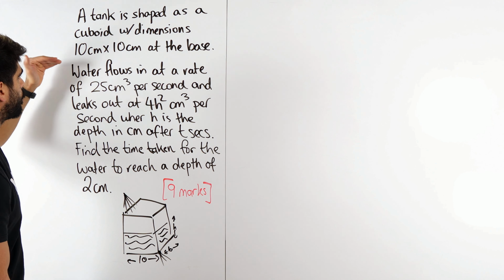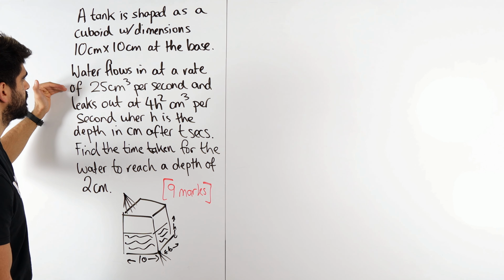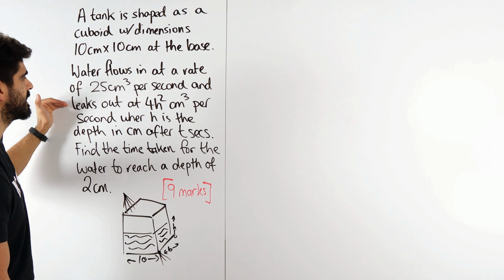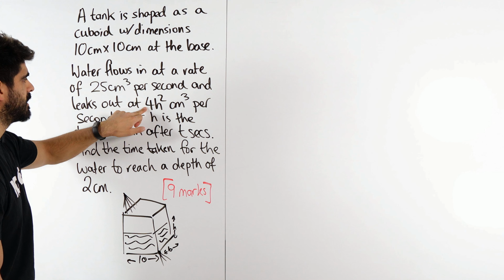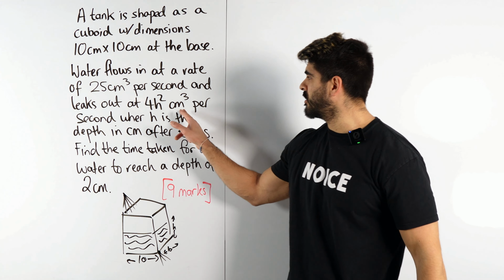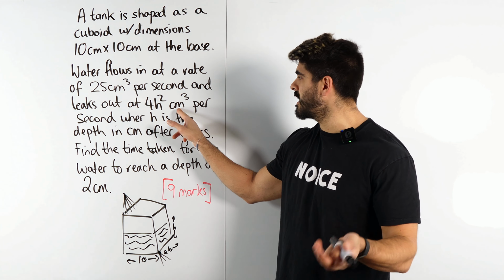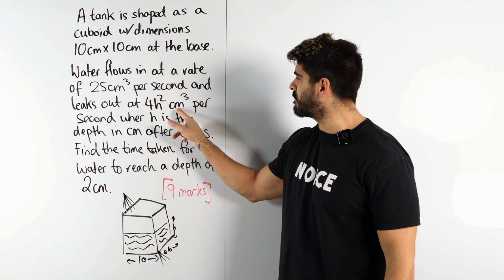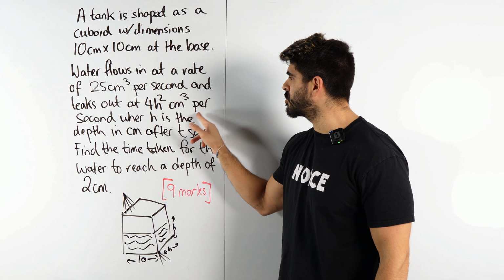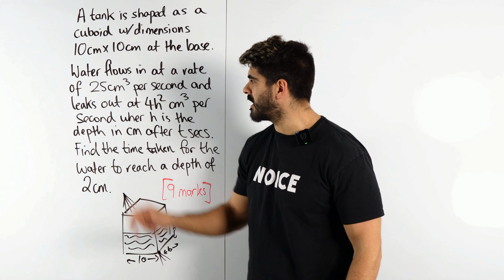Okay, now with all these questions, you first want to look at what they are giving you. They said that water is flowing in at a rate of 25 centimeters cubed per second and is leaking out by this much. Now this is telling you the rate in which things are flowing. And you look at the units to determine whether it's dV or dA or dx or whatever. Centimeters cubed is a volume per, so a division, time. So it's a change in volume, change in time.